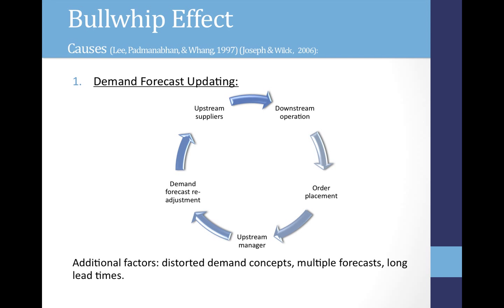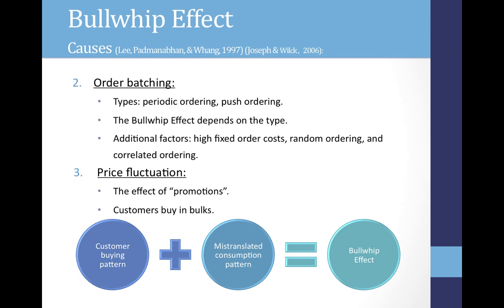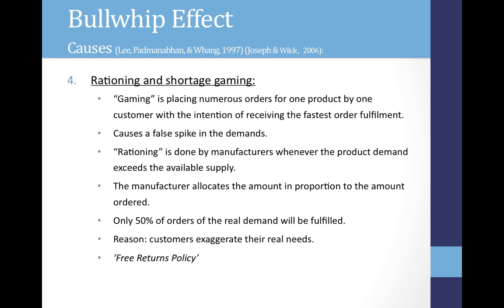And the causes of the Bullwhip effect are several, but in essence, there are four main causes behind it. The first of which is demand forecast updating, followed by the order batching, and this depends heavily on the type of the order batching that takes place in the organization. The next cause of the Bullwhip effect is the price fluctuations and how the promotions and sales that are taking place can affect the consumers' purchasing patterns.